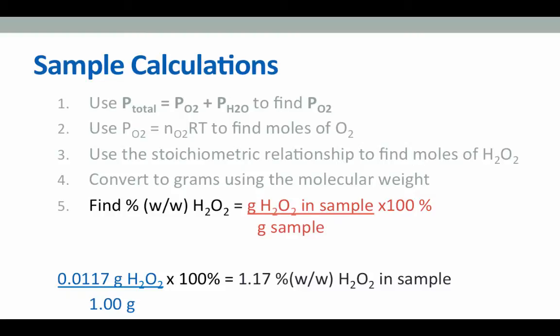So I divide my amount of hydrogen peroxide, which was 0.0117 grams of hydrogen peroxide, by my 1.00 grams of sample, and multiply that by 100%. The result is 1.17% weight by weight hydrogen peroxide in my sample. You will repeat the experiment at least twice and take the average results to find the amount of peroxide in your unknown.